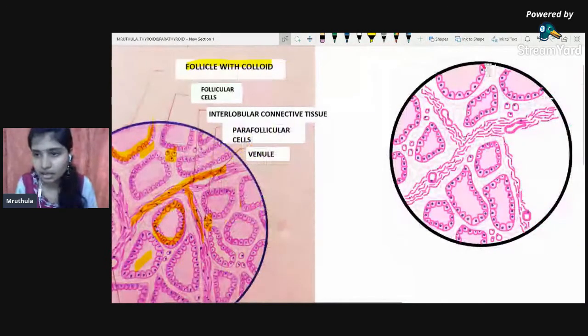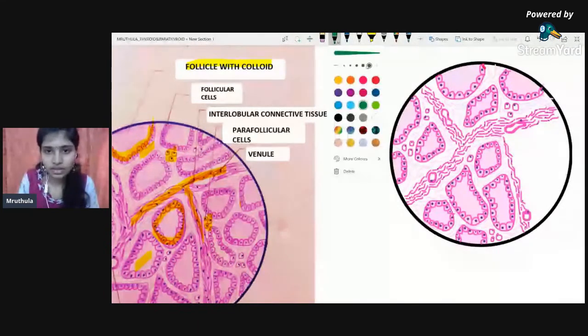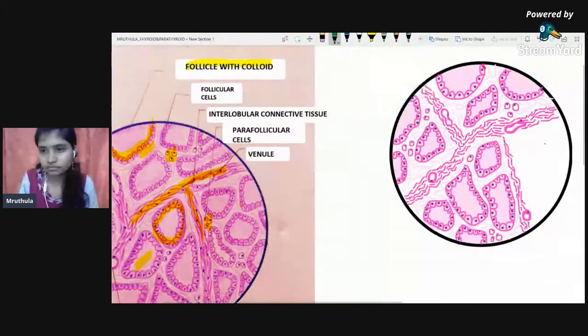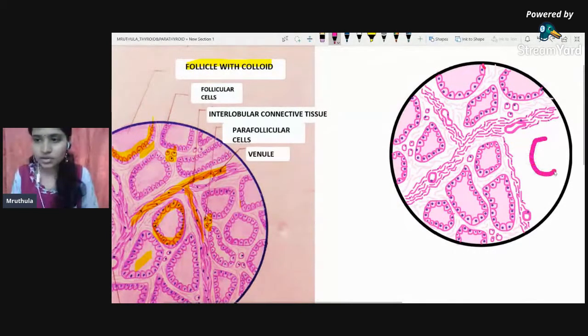So on the right side, I just want to show you how to draw a follicle. I'll just show you one follicle. So that's how you will draw the other follicles too. So a follicle can be of any shape, as I said. Basically, it is spherical, but on cross section, it will take up many shapes.